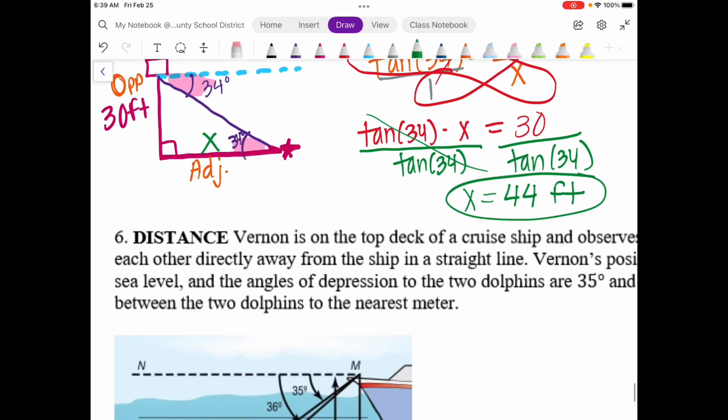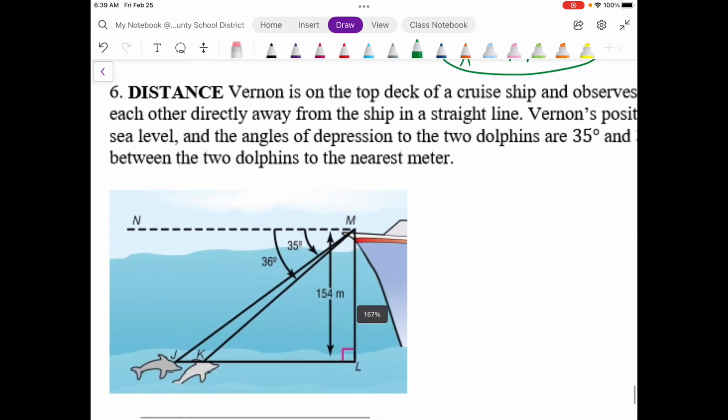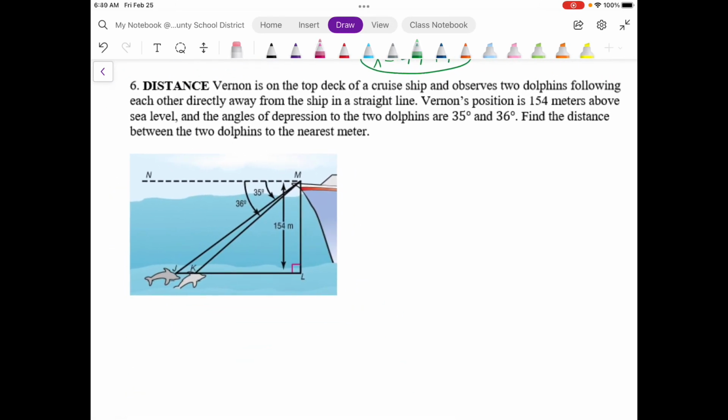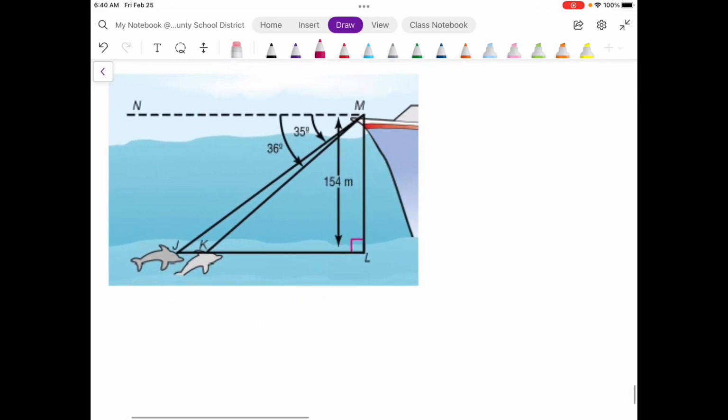Okay, last one. Okay, so we have Vernon is at the top of the deck of a cruise ship and observes 2 dolphins following each other directly away from the ship in a straight line. So here is the cruise ship and somebody's watching them from up here. And here's 2 dolphins. Okay, they're following each other on a straight line. Perfect. Vernon's position is 154 meters above sea level. This is what the 154 represents up here.